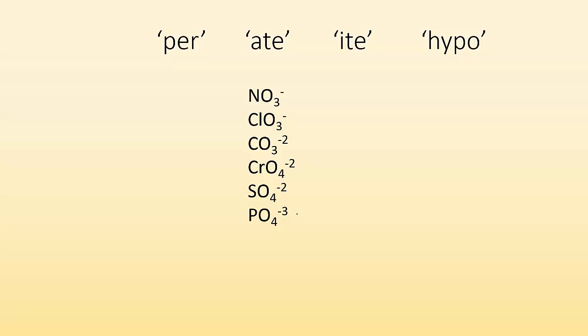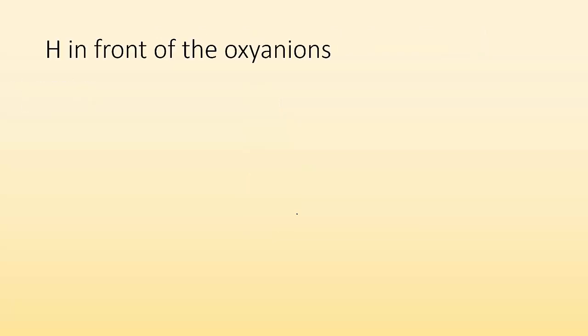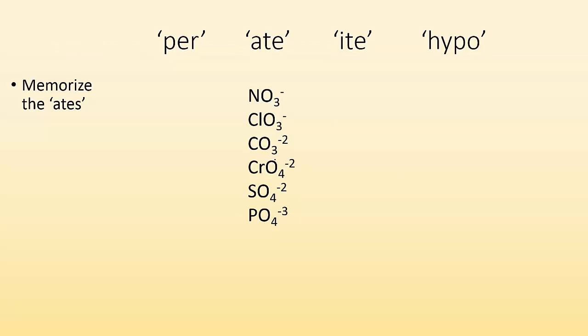What I'm going to tell you guys you should do is memorize all the "ates." So here are the "ates." We have NO3-, which is nitrate. We have ClO3-, which is chlorate. We have CO3 2-, which is carbonate. We have CrO4 2-, which is going to be chromate.